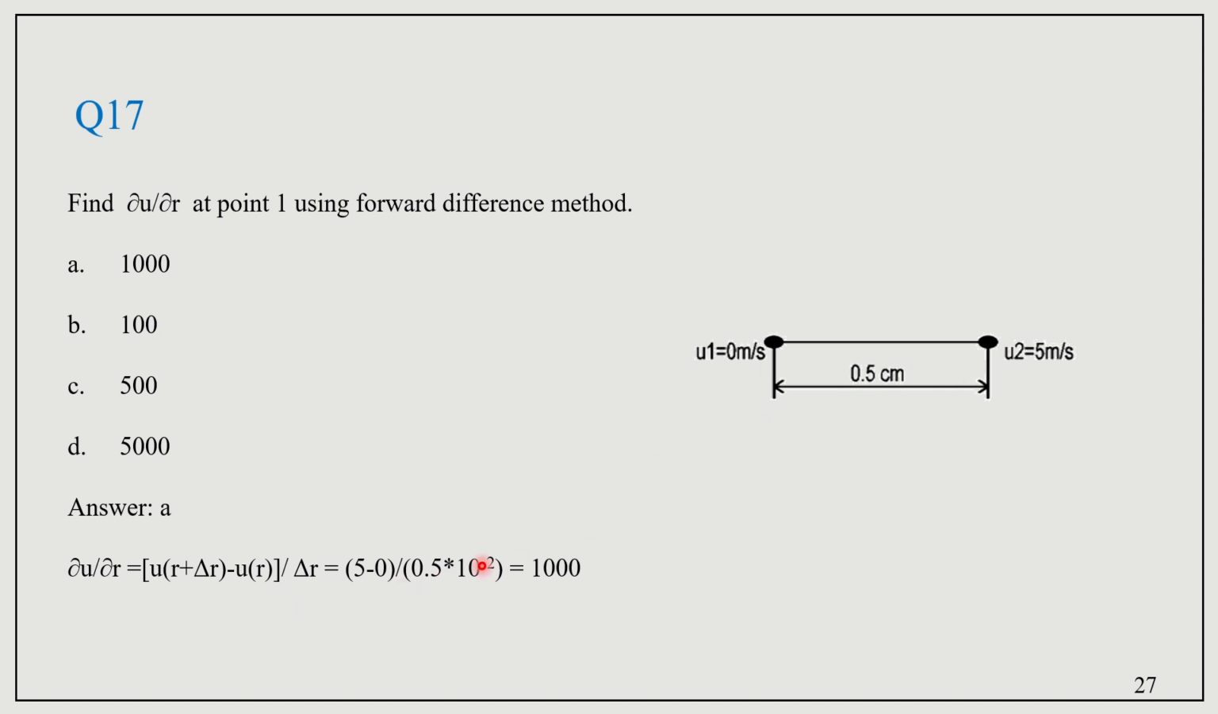So 0.5 centimeter. So it is 0.5 into 10 power minus 2. So we are getting 5 cancel and 10 power minus 3 will be there at the denominator, and when it goes up we get value as 1000. So answer is option A.